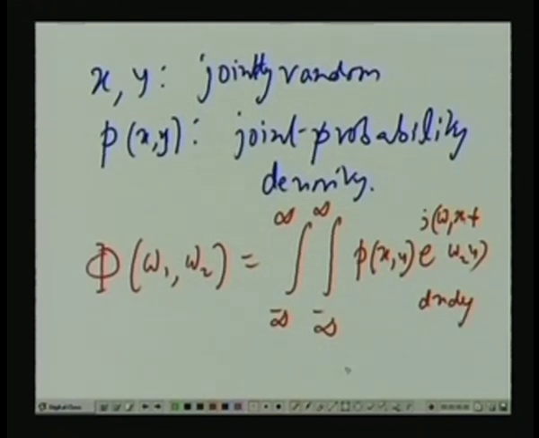You can also see that this is nothing but the expected value of this exponential. After all, this is a function of x and y. If I want to find out its expected value, I simply multiply it by the joint probability density, integrate it from minus infinity to infinity, both with x and y. So, essentially joint characteristic function phi omega 1 omega 2 is nothing but the expected value of e to the power j omega 1 x plus omega 2 y.